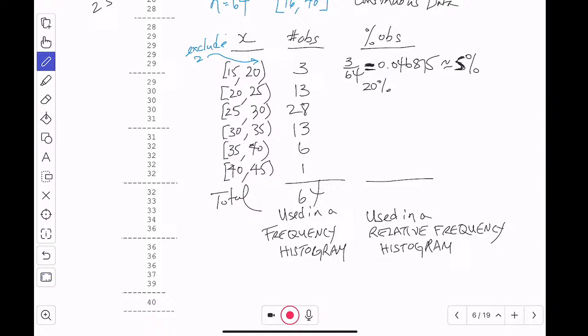I'm just rushing ahead of myself. So 28 divided by 64 is 44%. And then 13 again is 20%. And then 6 divided by 64 is 9%. And then 1 divided by 64 is 2%. And those should add up to what?